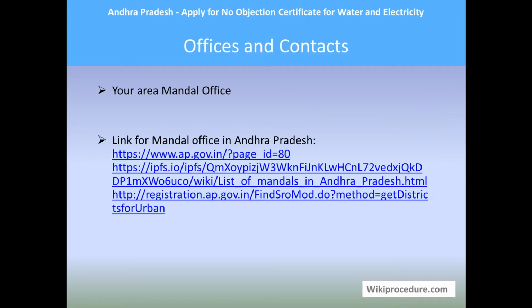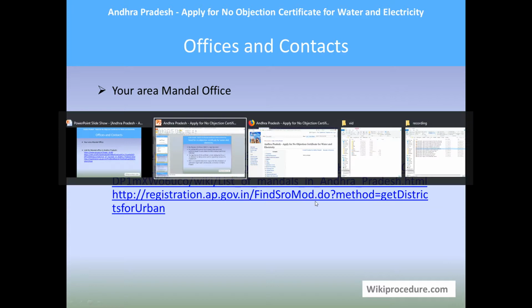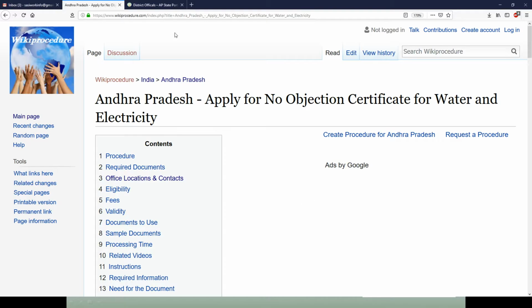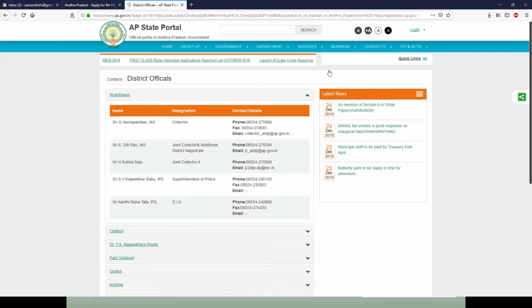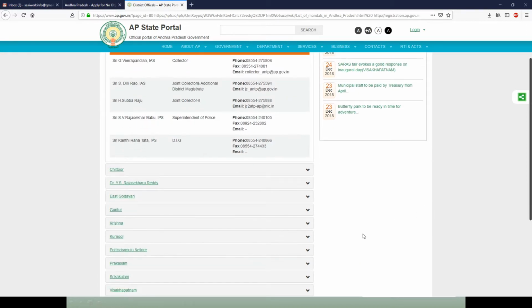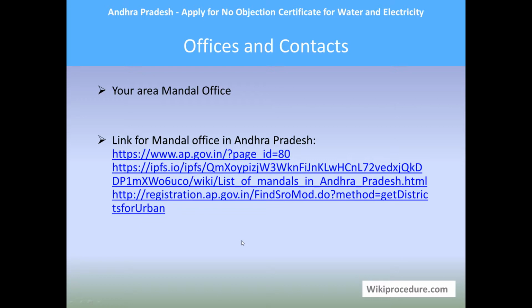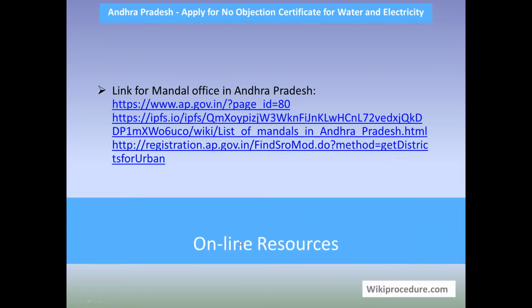Offices and contacts: your local Mandal office for your district, as far as your area is concerned, is the main office for this. The link provided below will give you details of Mandal offices in Andhra Pradesh, because if you don't know the exact address, you can use this link and see the Mandal office pertaining to the area mentioned here. So based on the available link, you can find your Mandal office, go there and do this procedure.